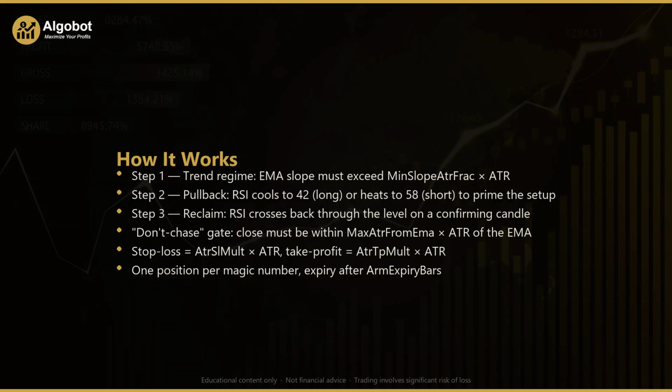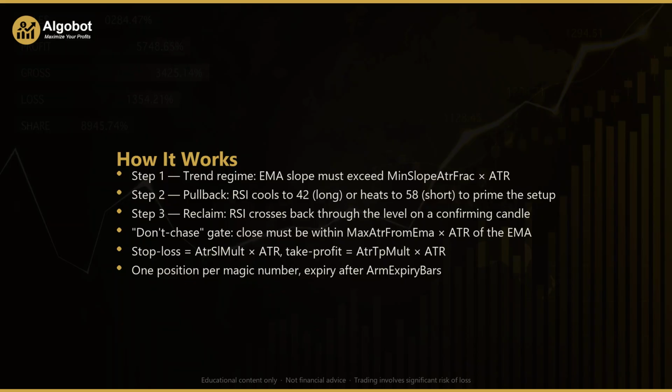The second step is the pullback. Inside an up regime, the strategy waits for the RSI to cool back down to the PullbackRsi level, which defaults to 42. That represents a dip within the uptrend, not a full reversal. In a down regime, the mirror applies, and the RSI must heat up to 58, which is 100 minus 42. When this happens, the setup is primed, and it stays valid for a limited window set by ARM expiry bars, defaulting to 6 bars, before it expires unfilled.